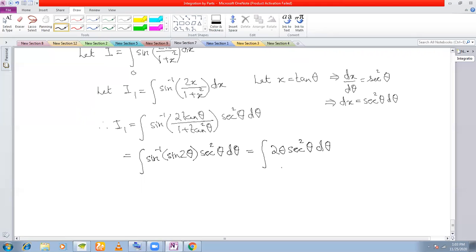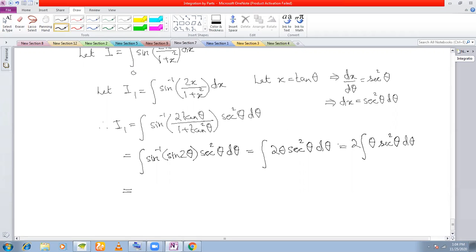Now this has to be integrated by parts. Sir, the integral of sine inverse of sine 2 theta, sec square theta divided by 1 plus tan square theta, it will be... What is the problem? Sir, it is not written 1 plus tan square theta. This is tan square theta. Okay, sir, you have applied the formula, and that is what I'm saying.